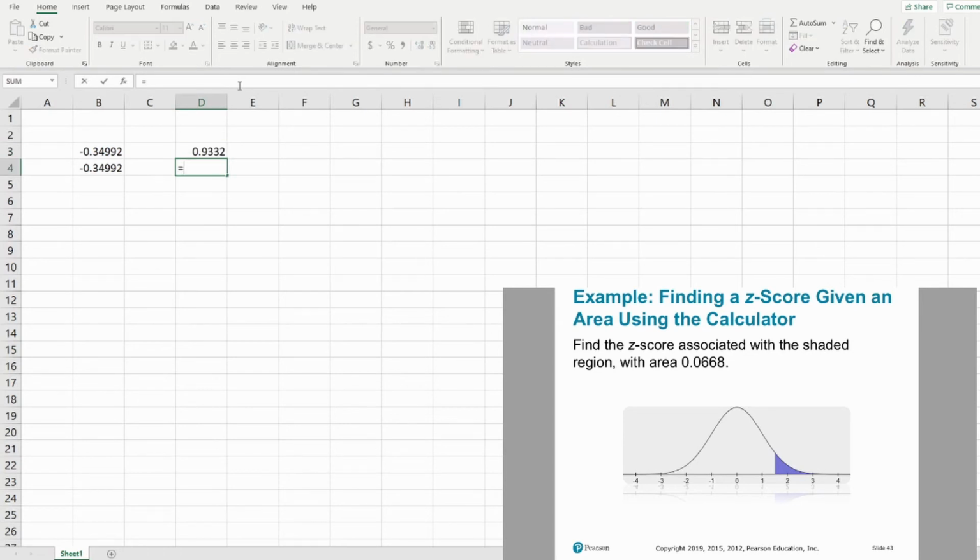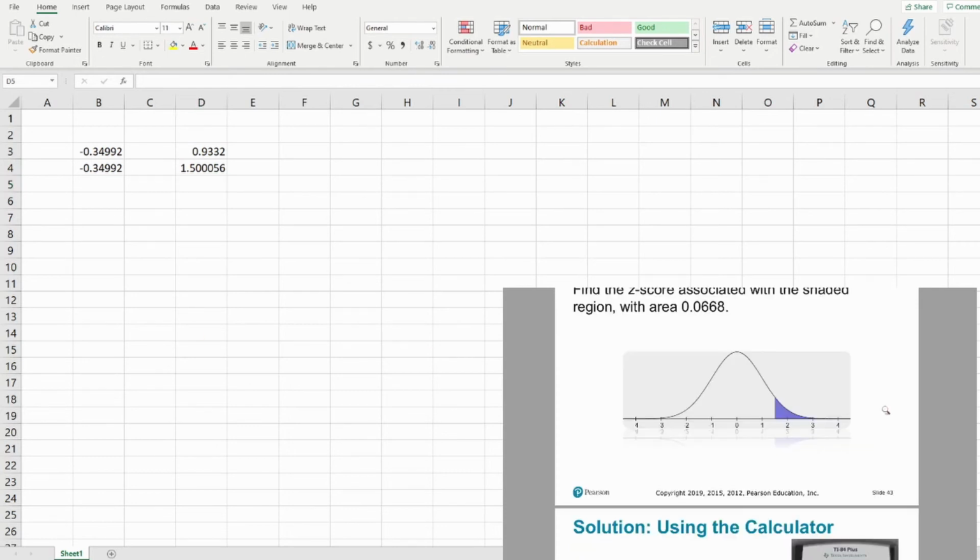And now we're going to do it again. Equals norm.s.inv with the area to the left of 0.9332. Can't forget that last decimal. We get the same value as before.